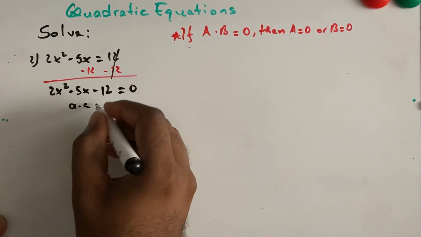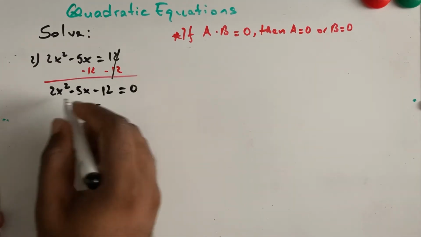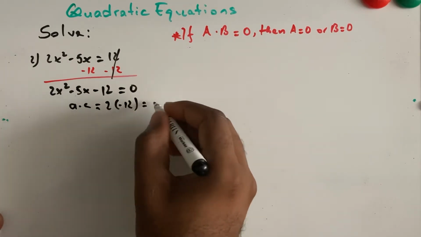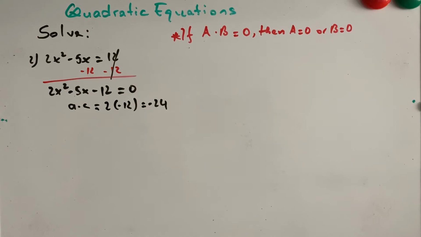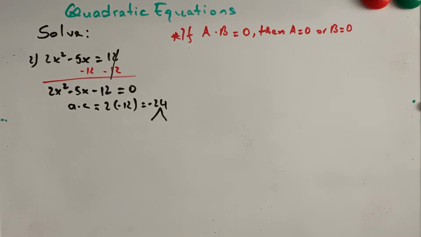AC method. These methods of factoring, I covered them in other sections and other videos, so you can always watch them. 2 times negative 12, which would give us negative 24, right? So once you get negative 24, now I need factors of negative 24 whose difference will give me negative 5, which is the b value. Again, this is how we factor using the AC method.